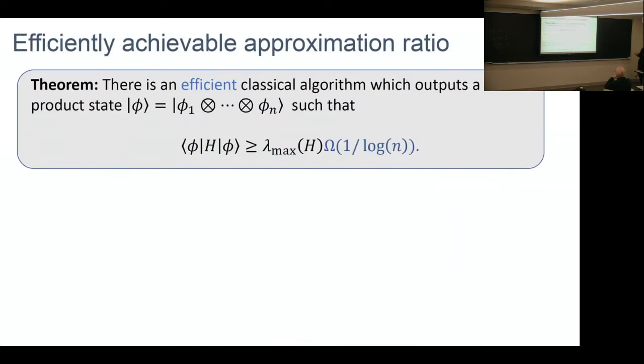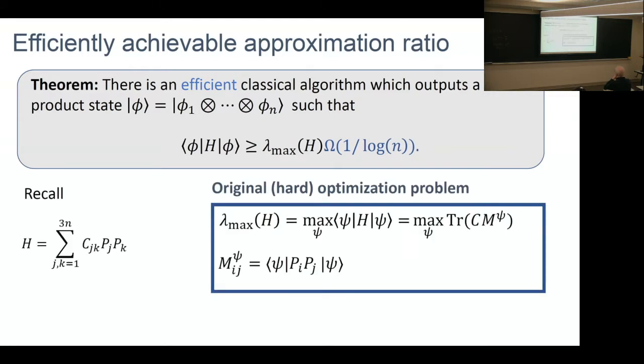Okay, so the second question was, what is the best efficiently achievable approximation ratio? There we can match the 1/log n that you get in the classical case, essentially using the same algorithm, but modified just a tiny bit to handle quantum states. So again, we have our Hamiltonian, which is quadratic. The maximum energy can be expressed as a trace of this C matrix, the matrix of coefficients, against a matrix of expected values, M. These are the expected values of P_i P_j in the true maximizing state psi.